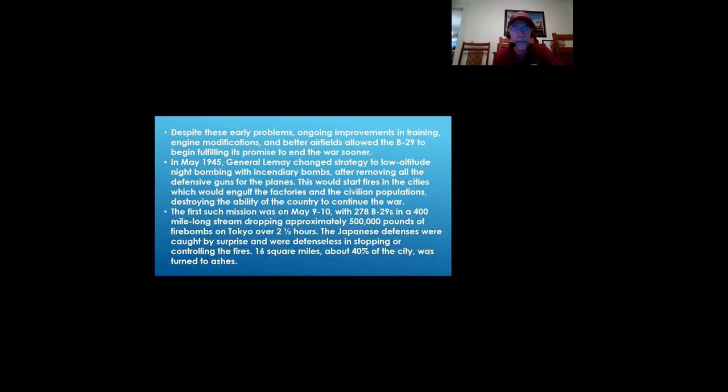And the first such mission was on May 9 and 10 of 1945, with 278 B-29s in a 400-mile-long stream, dropping over 500,000 pounds of firebombs on Tokyo over 2.5 hours. The Japanese were caught totally by surprise and were defenseless in stopping and controlling the fire. So about 16 square miles of the city, which is about 40% of the city, was turned to ashes.